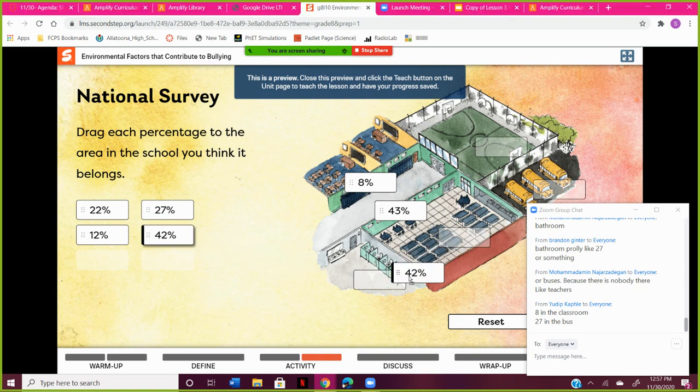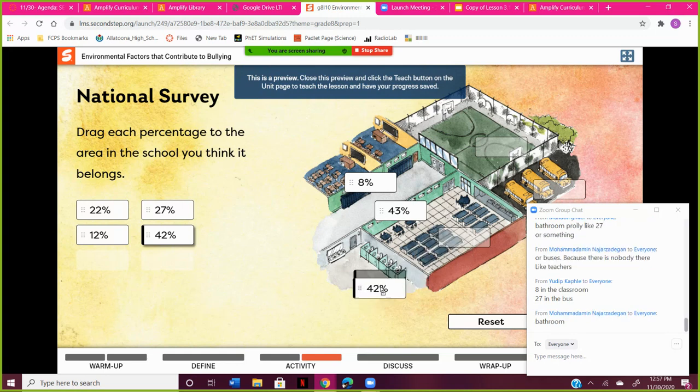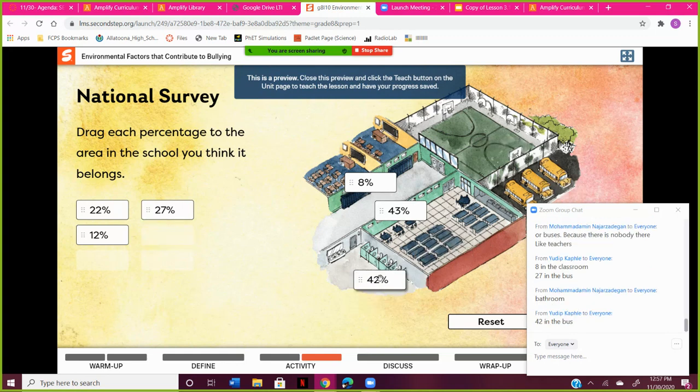Where can we put that in? You think the bathroom? Okay, that's what I'm going with because that's what most of you guys put. All right, next one is 27. So where's the 27 go? Buses, cafeteria, or?